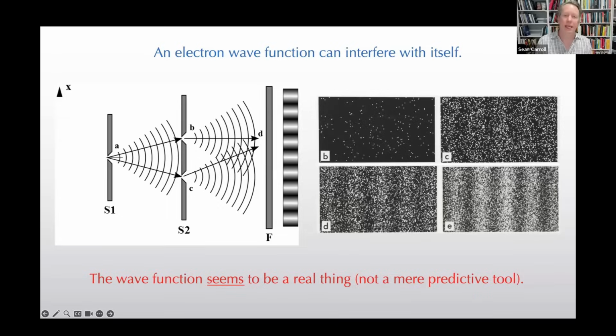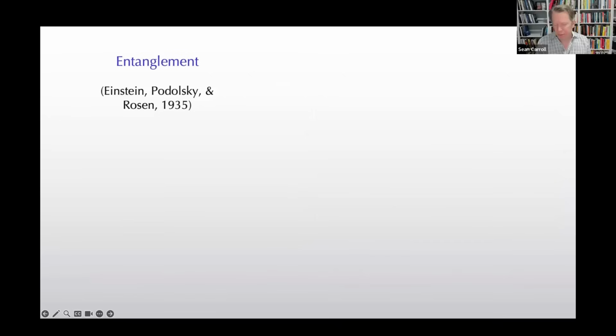The other thing we need to understand is a phenomenon called entanglement. This was named by Schrodinger, but it was really elucidated by Einstein and his collaborators, Podolsky and Rosen, in 1935. But I think I can give you a little motivation for why entanglement makes sense.